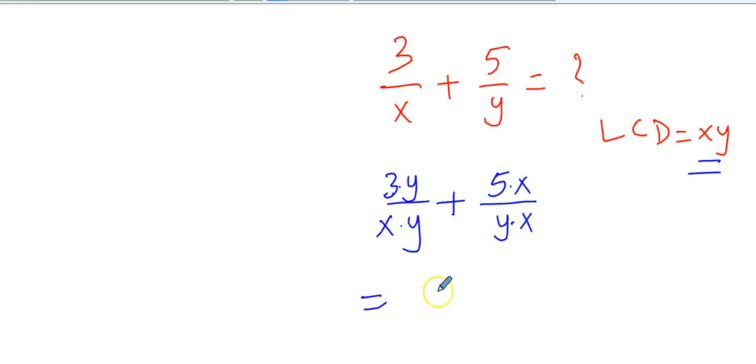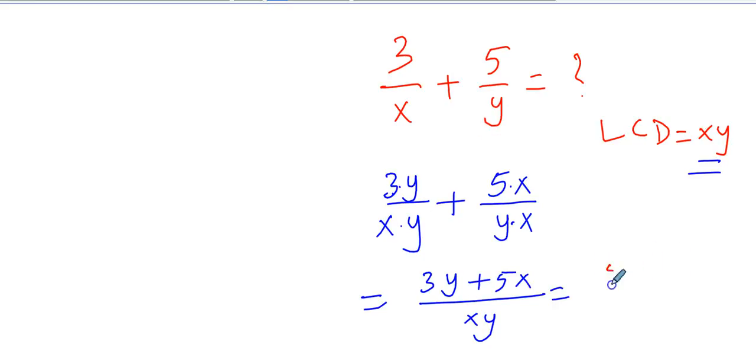So now both the denominators are the same, xy here, they are also xy. So write common denominator xy for both of them, and then this xy is gone here, so you are left with 3y on the first numerator plus this xy is already there, write down 5x. So your answer is 5x plus 3y over xy.